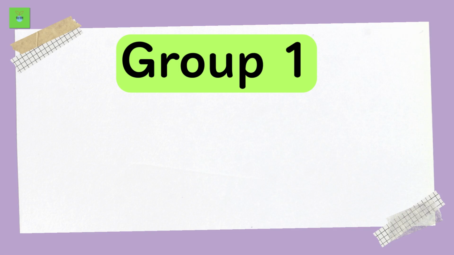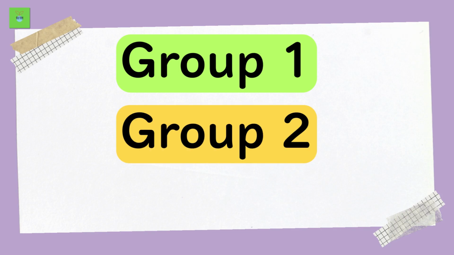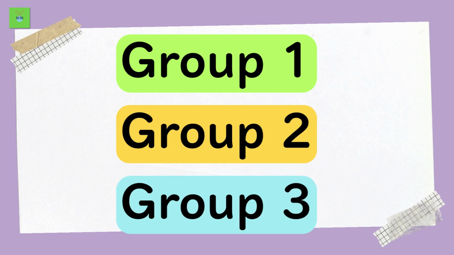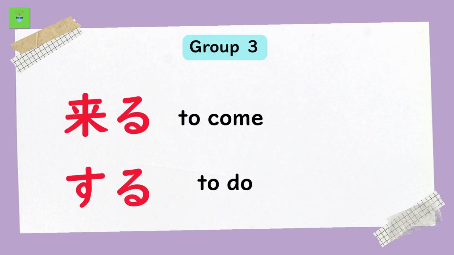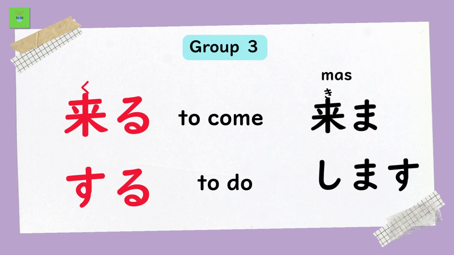First, please remember Japanese verbs are divided into three groups: Group 1, Group 2, and Group 3. Let's start with Group 3. This group only has two verbs, kuru, to come, and suru, to do. Easy, right? If you change them into masu form, kimasu and shimasu.